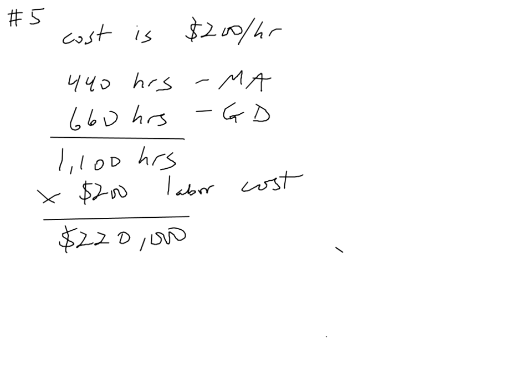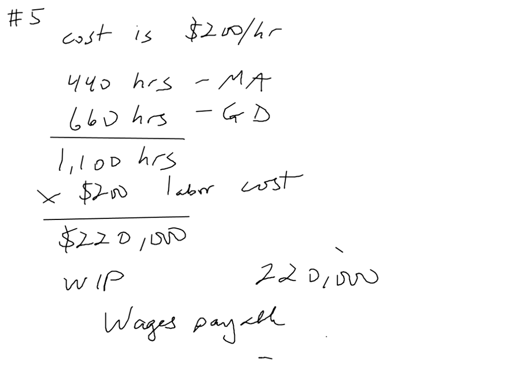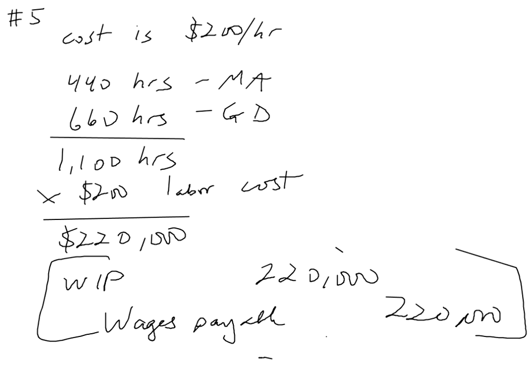But in this case, since we're a manufacturing firm, we're going to debit work in process by $220,000 and credit wages payable for $220,000. So that's what your journal entry is going to look like for the first transaction. Then just stick that into the appropriate T accounts.